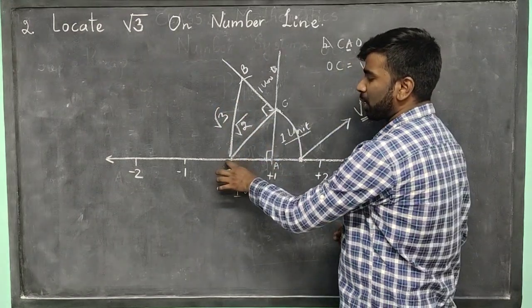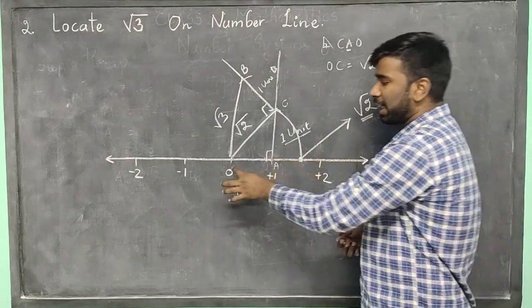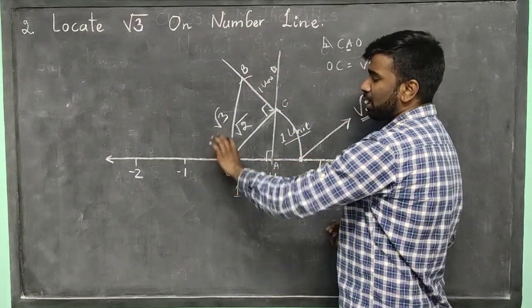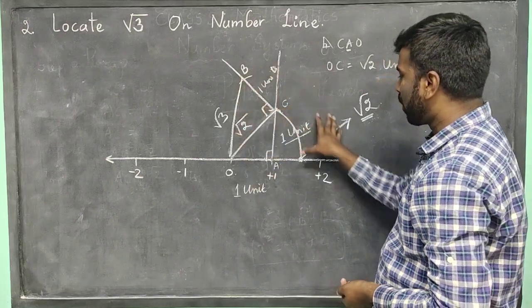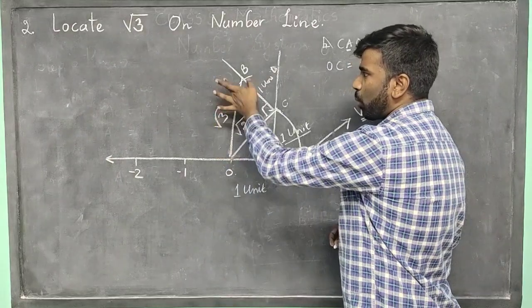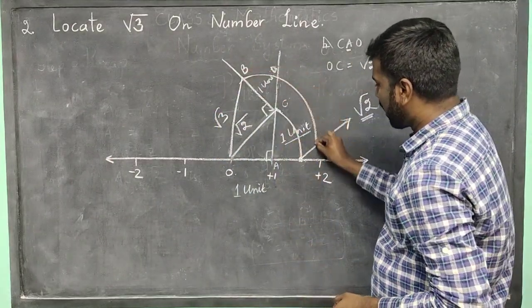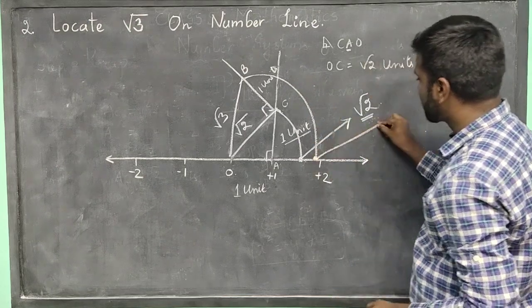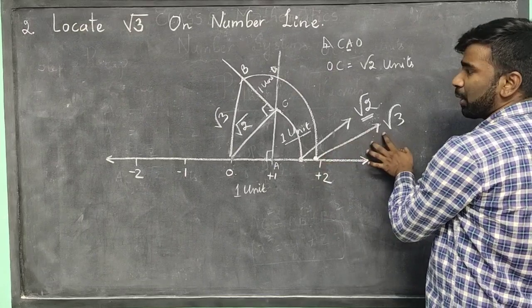Now we need to plot the length OB on the number line. Taking O as the center and OB as the radius, cut an arc on the number line. This point becomes root 3.